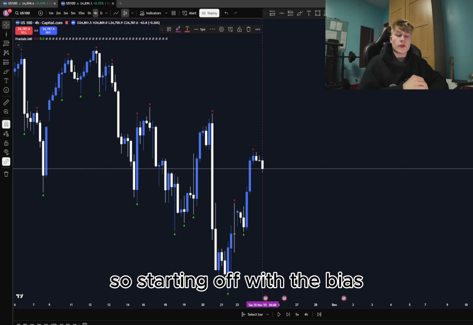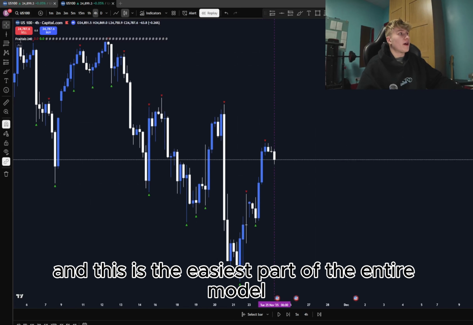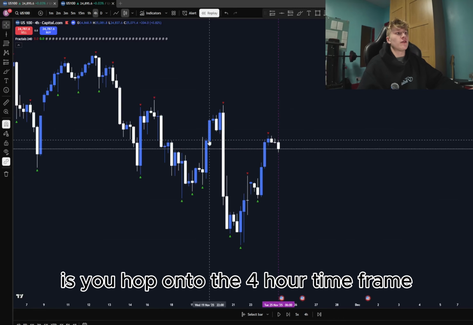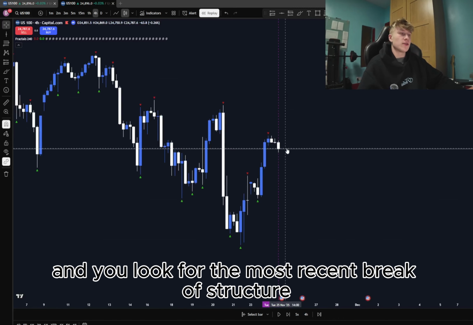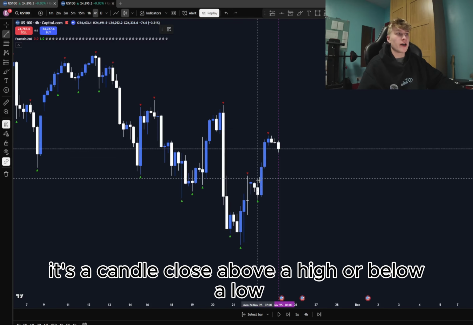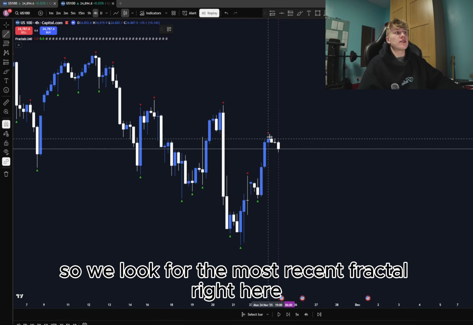So starting off with the bias, I go to the 4-hour time frame, and this is the easiest part of the entire model, and it is the easiest way I've found to determine bias in any model ever. You hop onto the 4-hour time frame and you look for the most recent break of structure to a fractal. What is a break of structure? It's a candle close above a high or below a low. So we look for the most recent fractal right here.